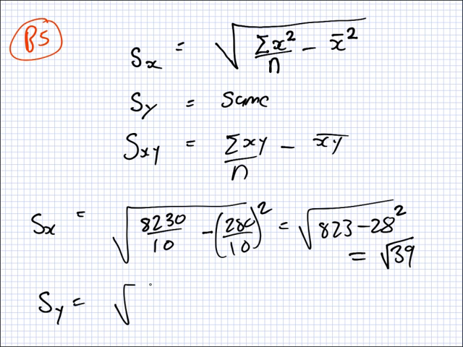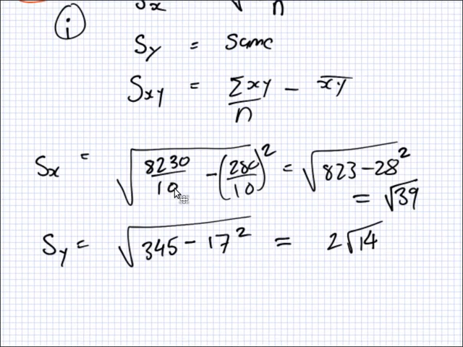sy would be the square root, and you do the same thing: 345 minus 17 squared. Would they always give us values like this? That's 2 root 14, maybe, if they're feeling nice. Okay, that takes care of part 1. Oh no, it doesn't. I still have to do sxy.